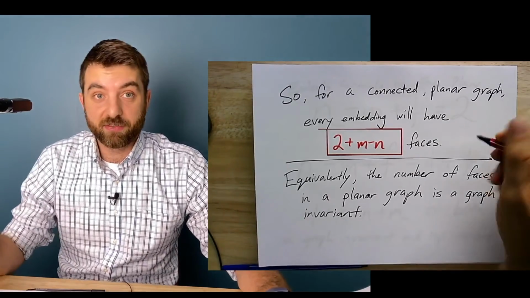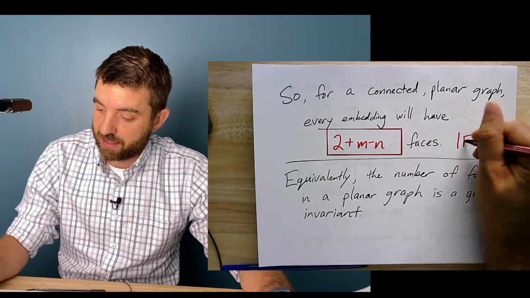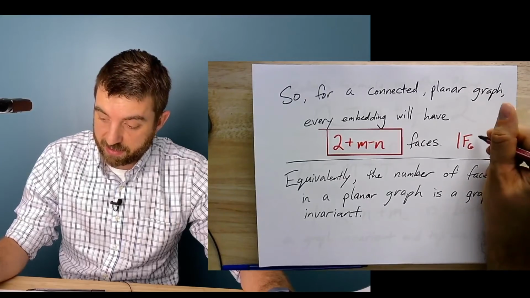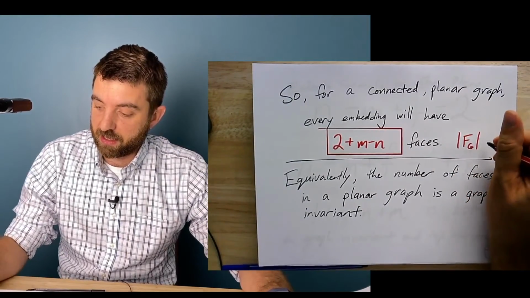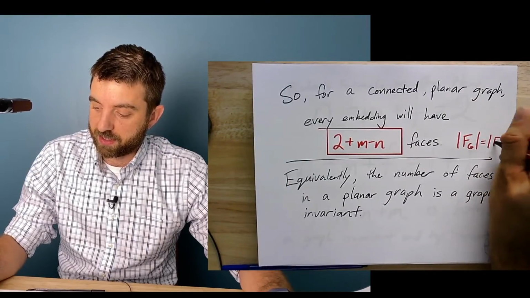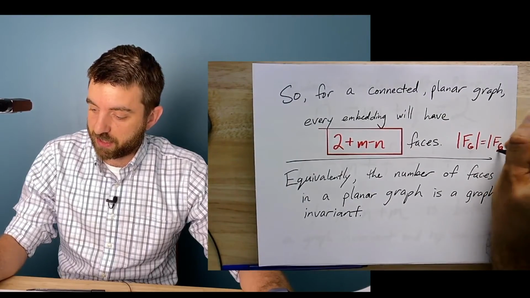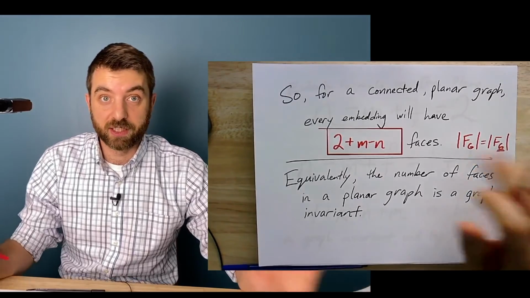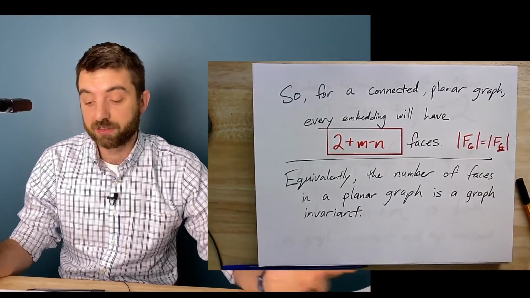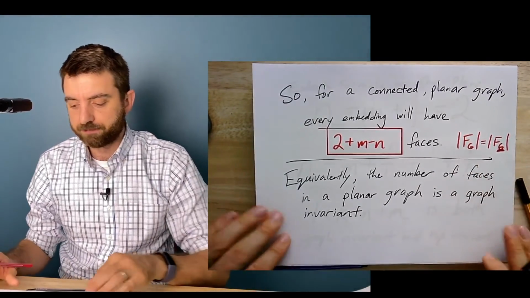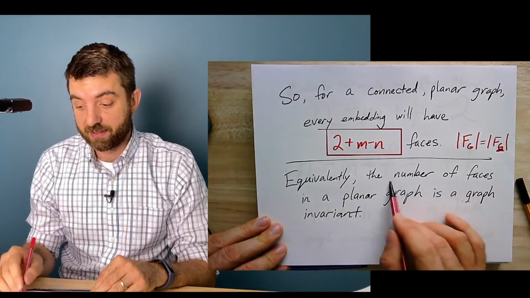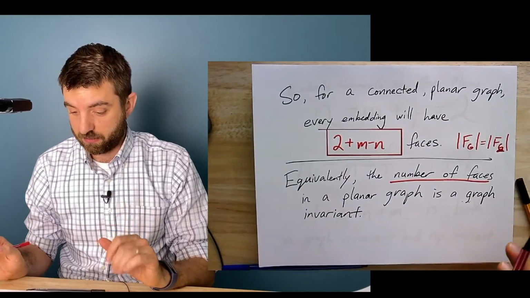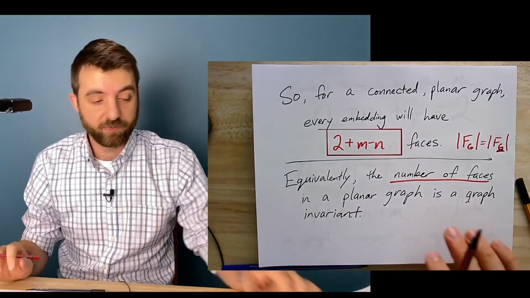So it actually makes sense for us to write things like the number of faces in the graph, at least when I talk about the size of it, instead of always writing F of G with the underline referring to a particular embedding. Okay, so it's independent of the embedding, which is great. Now, this is also like saying that the number of faces is a graph invariant for a planar graph.